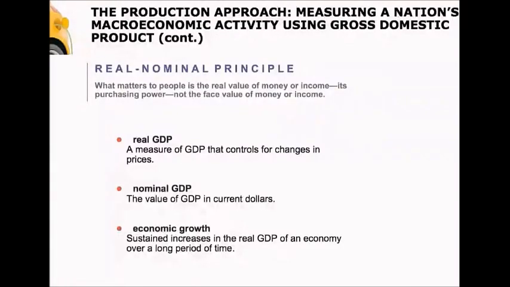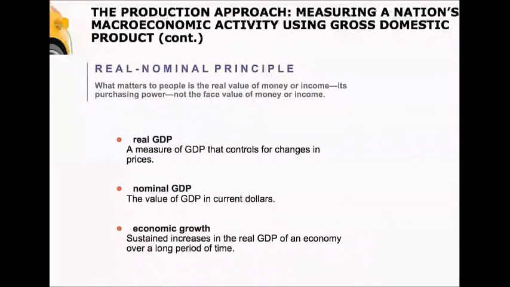Now, we wanted to be able to differentiate between two different measures of GDP, where real GDP is a measure of GDP that controls for changes in prices. This is GDP that does not go up when prices go up. It only goes up when production goes up. Nominal GDP is the value of GDP in current dollars. Nominal GDP can rise for two reasons. One, prices could rise, so the price of everything we were producing goes up, nominal GDP would rise. If we had output, actually production of goods and services going up, nominal GDP would rise as well.